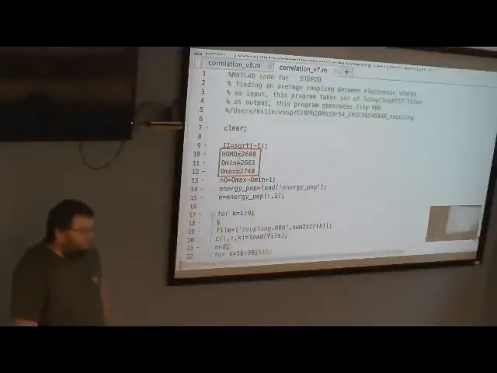Is there a reason why you have twice as many unoccupied orbitals as you have occupied orbitals? I have no idea. I just took this file as it was saved. Do you know if there was a reason?